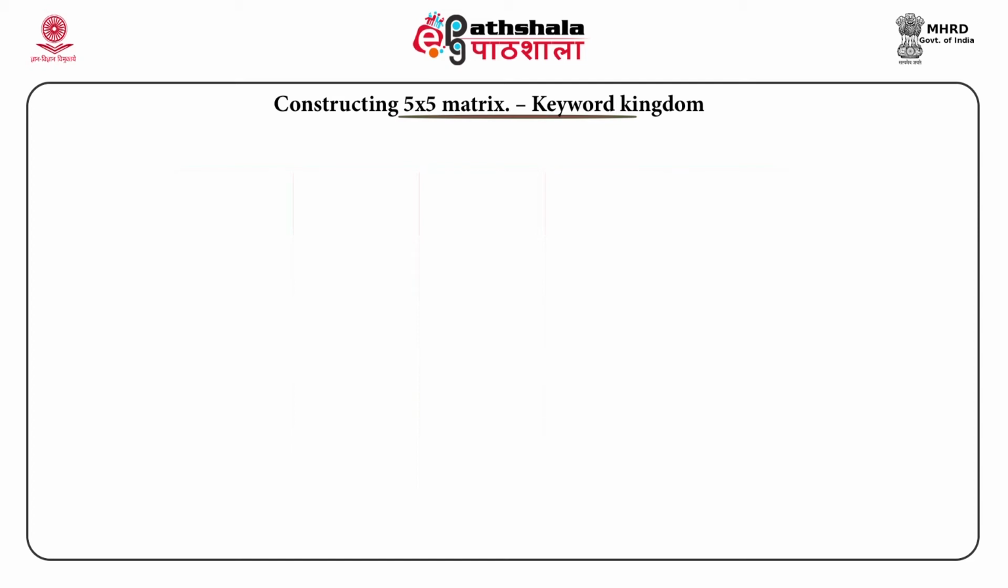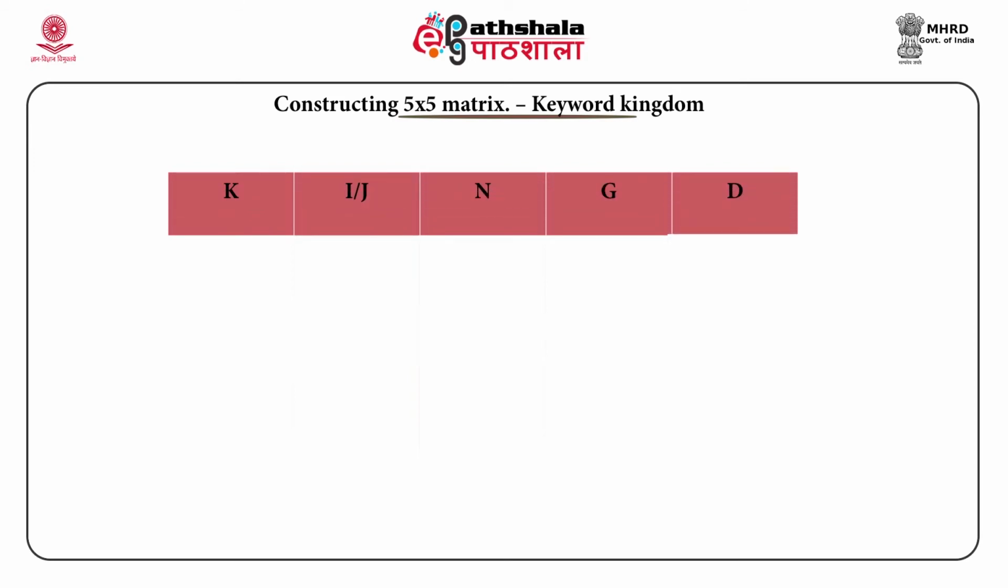A 5 by 5 matrix, that is, you have 25 blocks. Start putting the key in the blocks. Kingdom includes K, I, N, G, D, O, M. So you have 5 columns and 5 rows. Put K, I, N, G, D. The 5 columns are over. Then go to the next row and arrange the rest of the key, O, M.